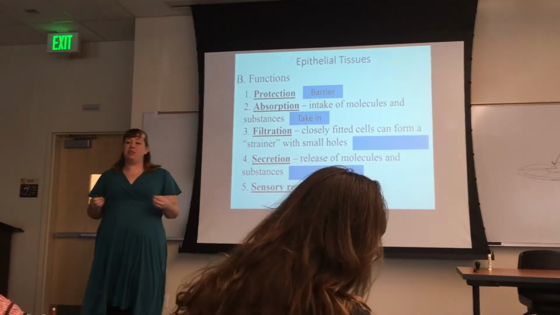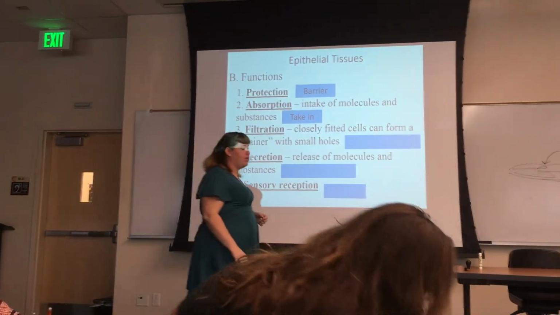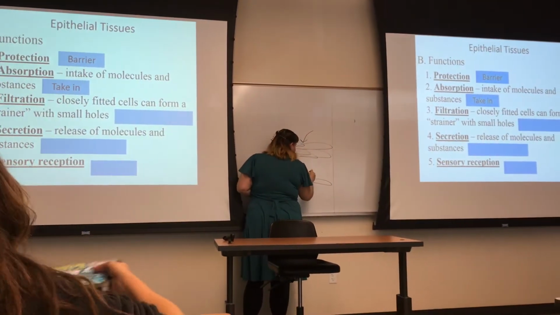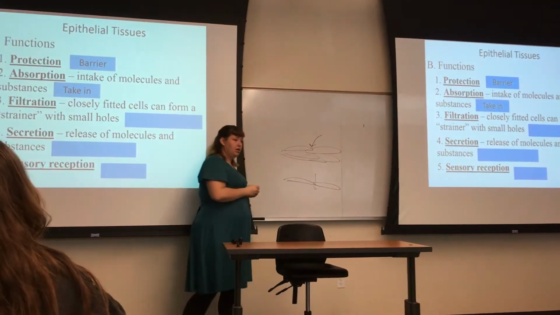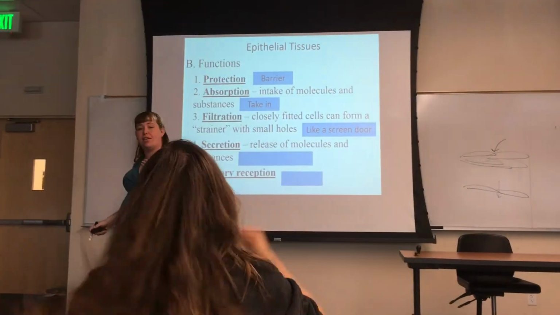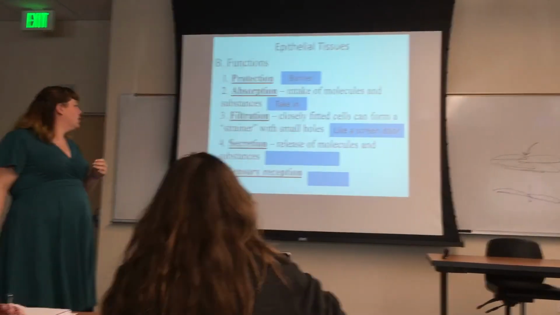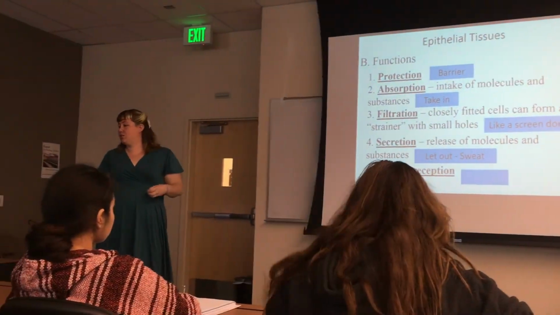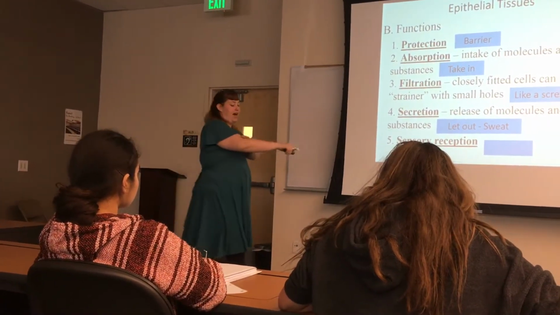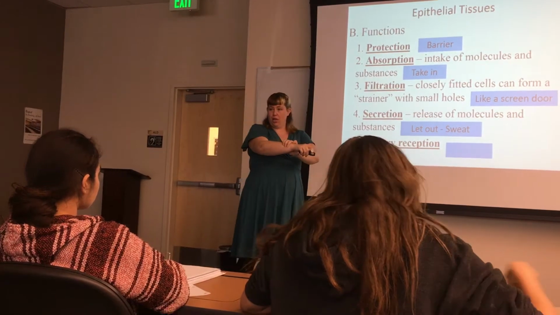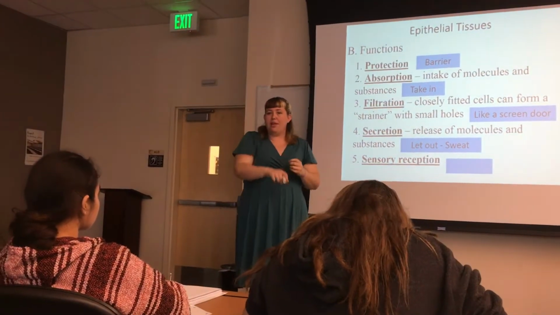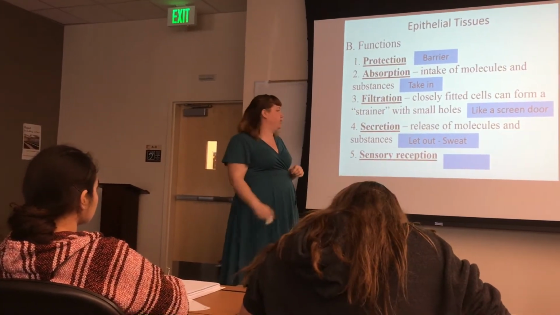Some of them are designed to be thinner so that they help with absorption. Let's say we took these pancakes and just made them one layer. Do you see how that could help things get in? It would work like a screen door. It could help with filtration and let some things in, but not all things. And it can help with secretion to sweat out and let things out of your body. Along with that, it's covered in nerves. So anytime you can feel like a little ant walking across you, that's telling you how sensitive these nerves are at your surface.